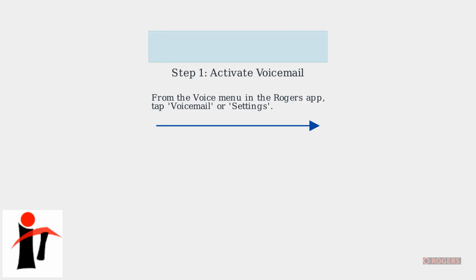Remember, Rogers Voice uses your internet connection for calls, so ensure you have a stable Wi-Fi or cellular data connection. Bandwidth requirements are minimal, but HD calling needs 1 Mbps. Now that you've set up Rogers Voice, let's activate your voicemail.